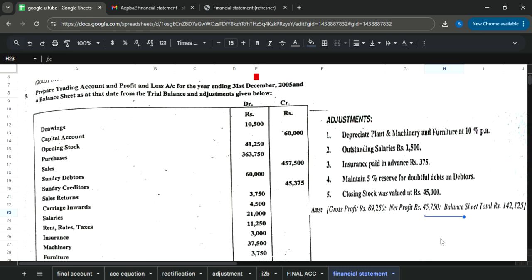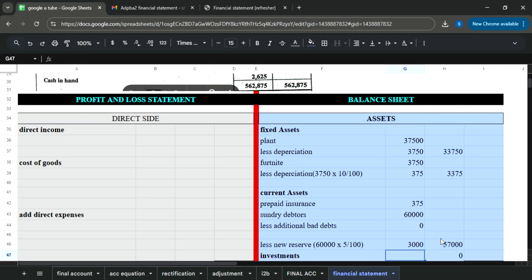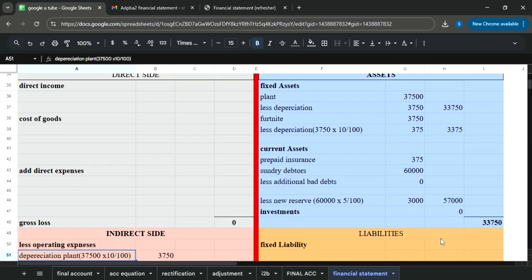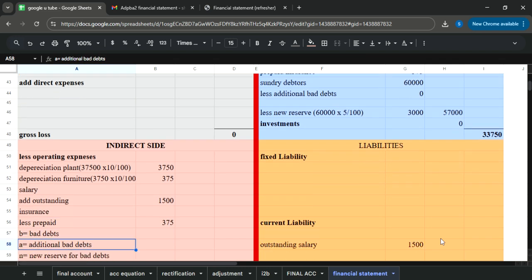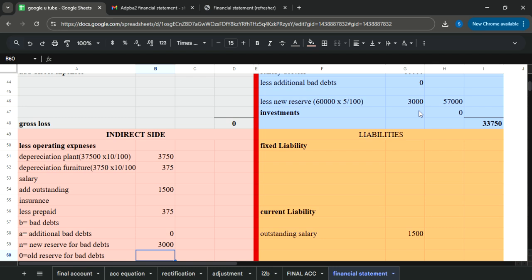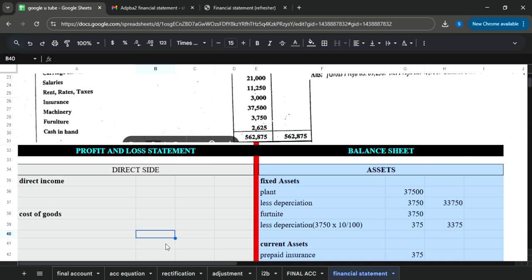Alright guys, this adjustment asset side part is completed. So you will come over here, and here you will fill all 4 places. Additional bad debts were 0, no need to write over here. Then new reserve you have just calculated, that was 3,000, write down over here. So both dual effects are completed. Additional bad debts were supposed to be present on adjustment side, but as you can see that additional bad debts were not present, only new reserve was present, so you have written. In this way, our fourth adjustment is completed.